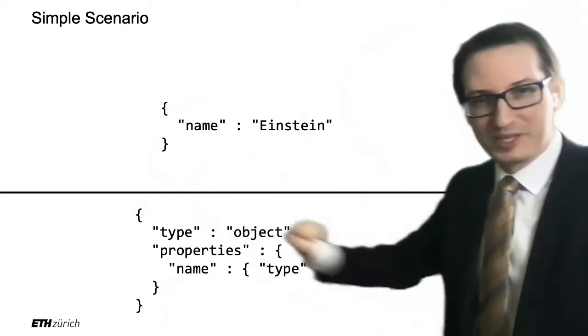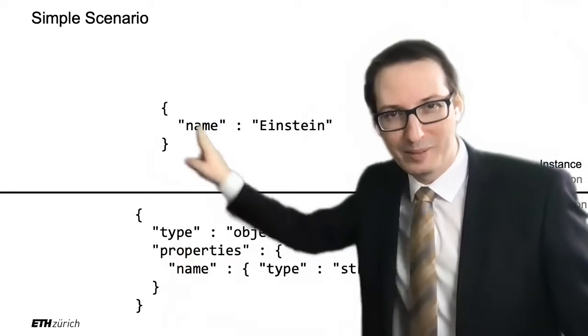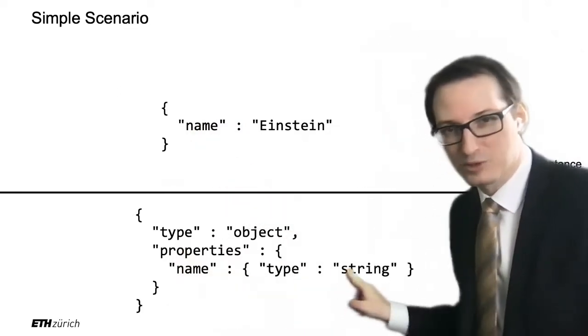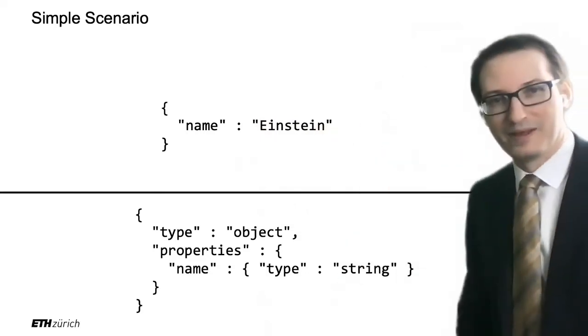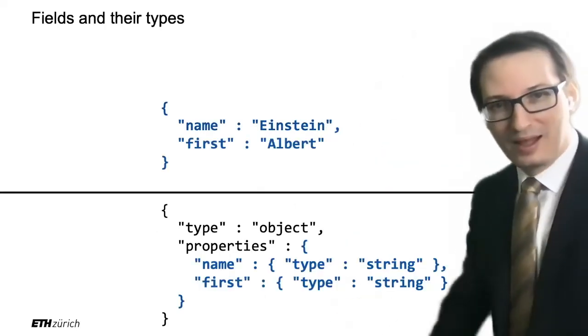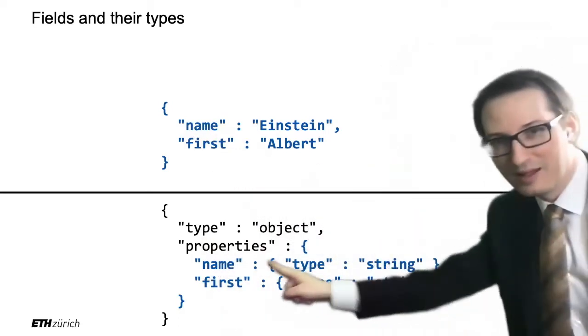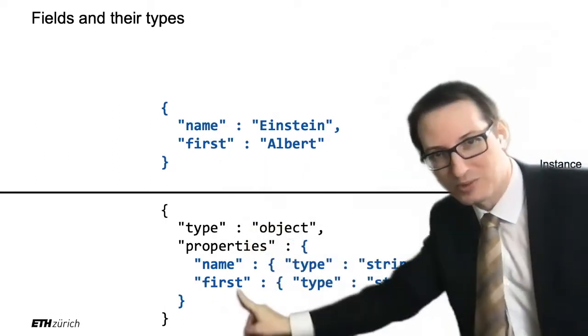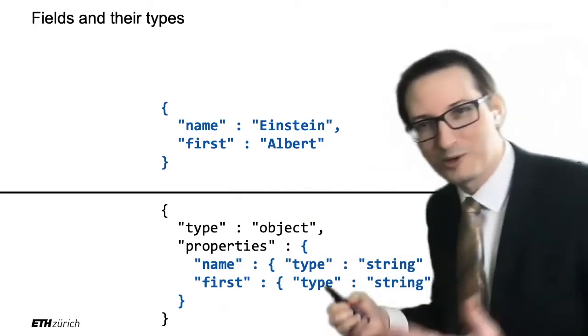Okay, so here we have an object. Yes, that's an object. We have the property name, and name has the type string. Yes, this is a string, right? Double quotes and text inside. Okay, here's another one. Now we have an object. Yes, that's an object. We have two properties, name and first. Name and first, yes, that's valid. Name must be a string. Yes, it's a string. And first must be a string. Yes, it's a string. Do you see the logic of that?